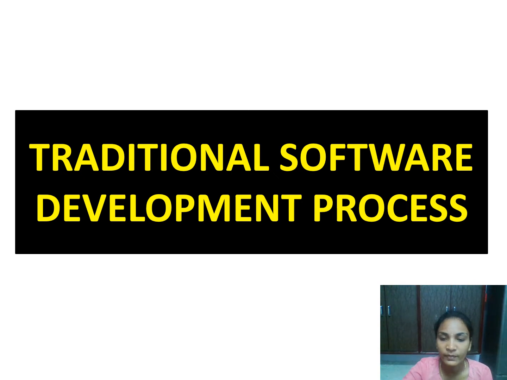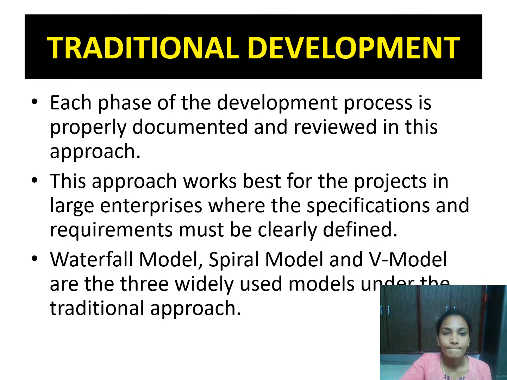Traditional software development process. Each phase of the development process is properly documented and reviewed in this approach. This approach works best for the projects in large enterprises where the specifications and requirements must be clearly defined. Waterfall model, spiral model, and V model are the three widely used models under the traditional approach.